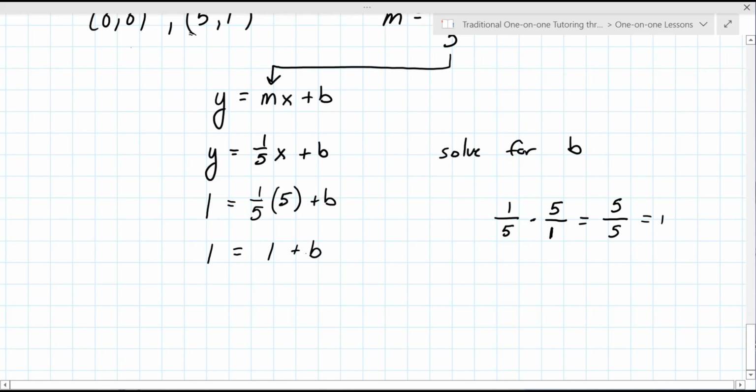How do we solve for b? What is keeping b from being by itself? Are you able to see my screen, Sourish? Yeah. So for 1 equals 1 plus b, that right there is going to be 1. How do you undo this 1 right here that I'm circling?